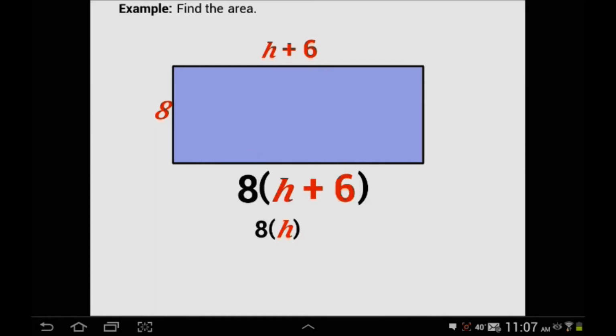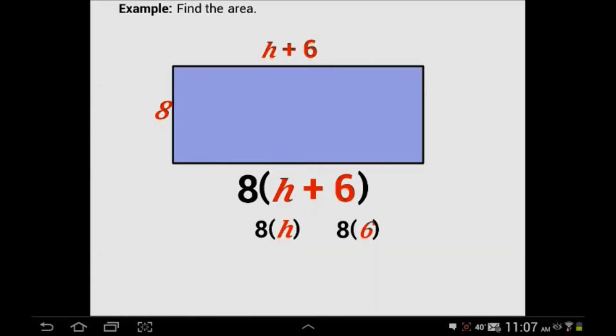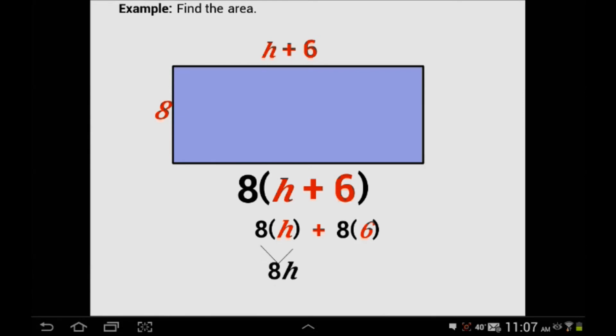So there we have it. So 8 times h, and then 8 times 6. Drop down the plus sign. 8 times h is what? It's 8h. Nothing very complicated about that. 8h. 8 times 6 is 48.